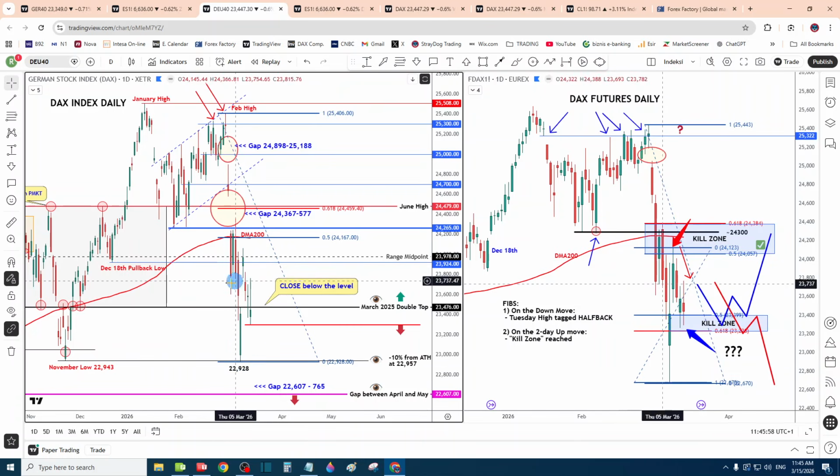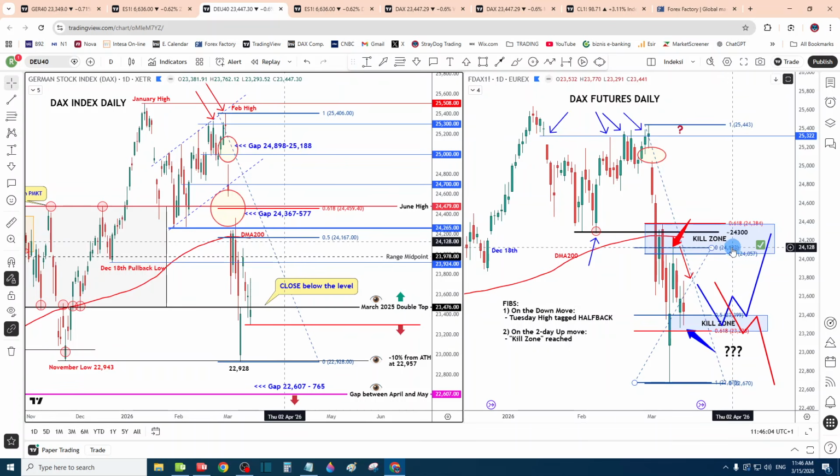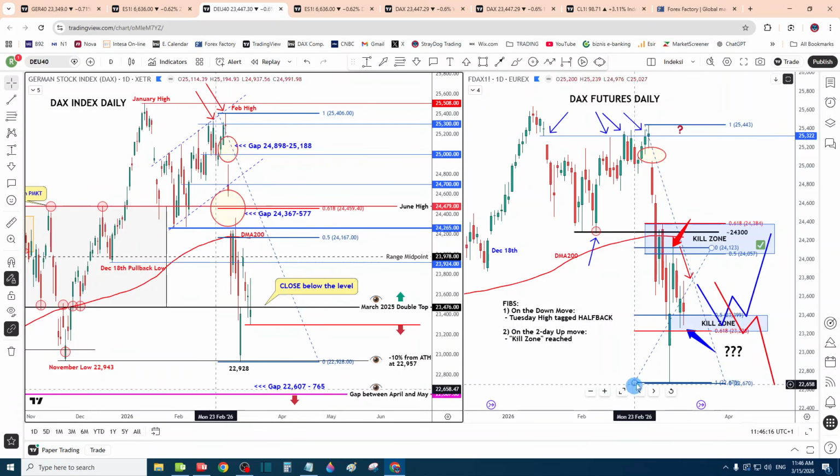So within 30 points, we had the November low and this level, and market just went a bit below that. On Tuesday, we had true gap up, and on this move, but on futures, market hit the halfback of this entire down move from the February high. Now, why did we make here two crossing fibs, on a down and on the up?